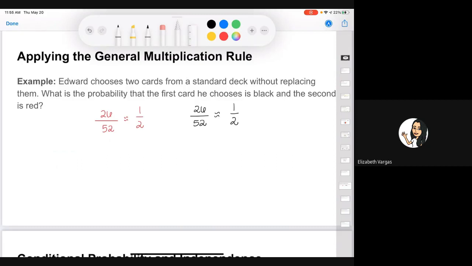This is asking what is the probability the first card he chooses is black and the second card that he chooses is red. Well, the way that we calculate this is pretty simple.